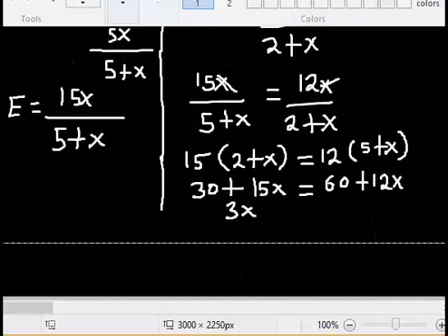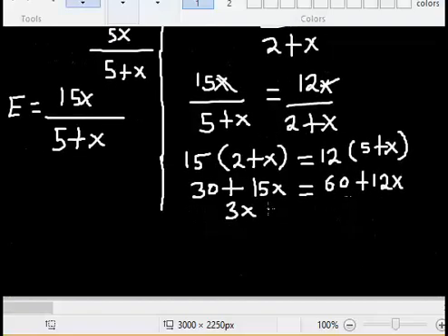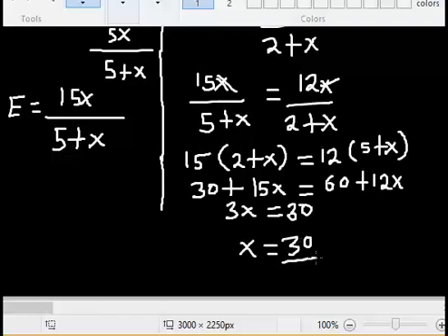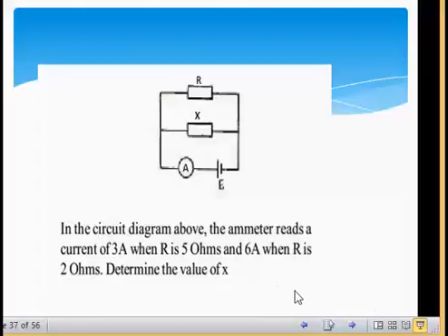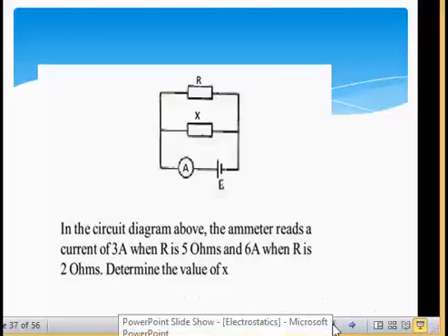All right, okay, so here we go. 60 minus 30 is 30, so my x now becomes 30 all over 3, so the resistor x is 10 ohm. Okay, so I hope that is well understood. Okay, can go through it again.